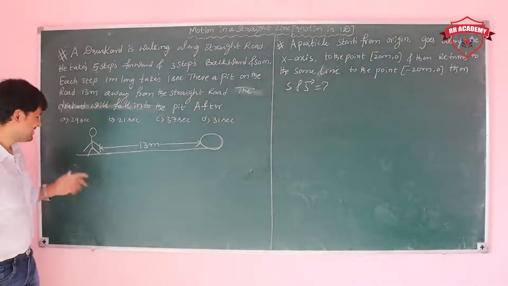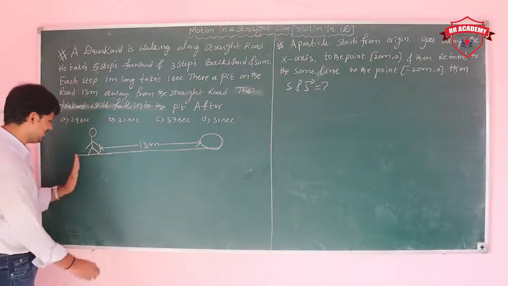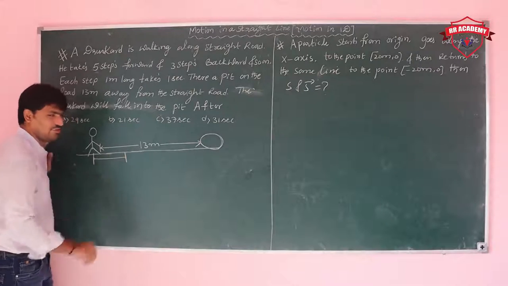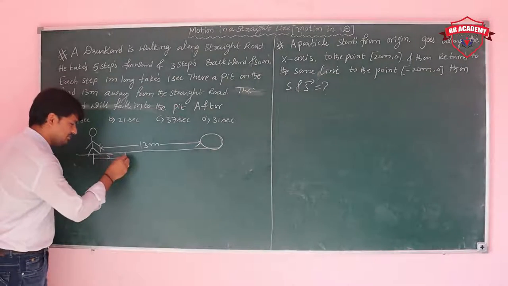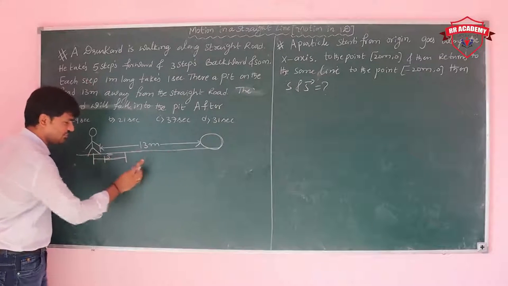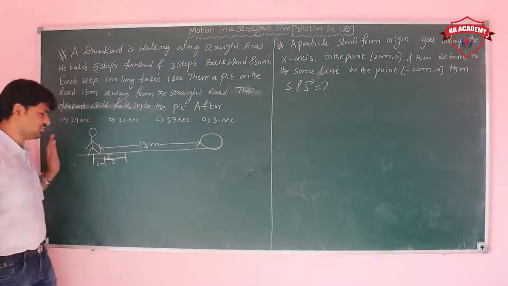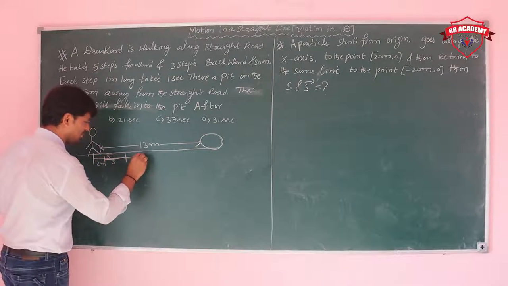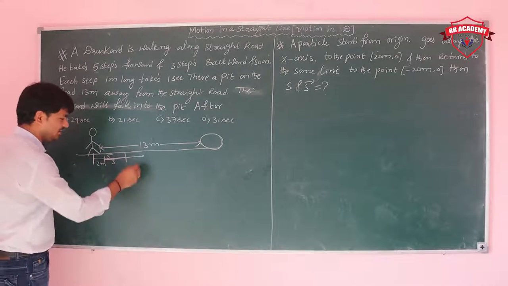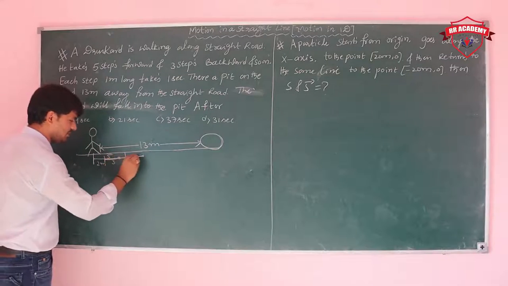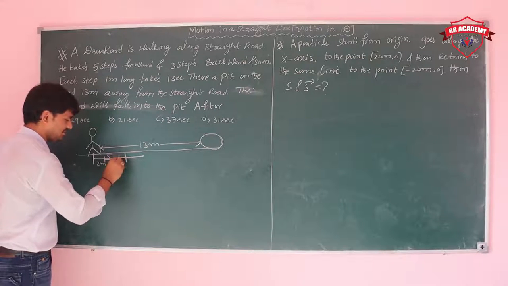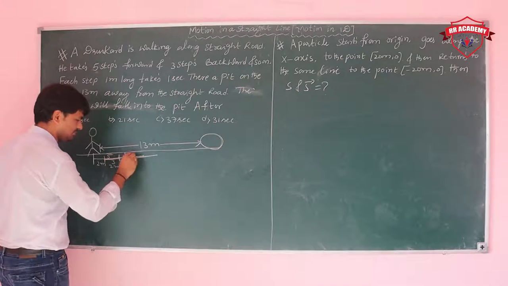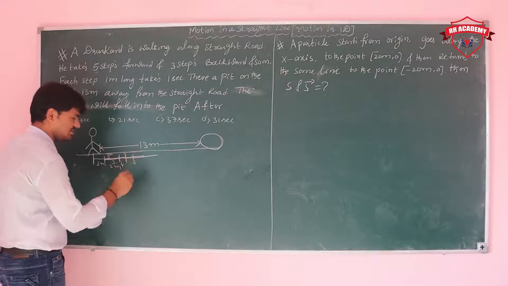Interesting question. So see here. First, he starts from here and travels the first 5 meters, then 3 meters backward. So what will the displacement be here? 2 meters. Yes or no? Yes. And again he is moving 5 meters forward and 3 meters backward, displacement again 2 meters up to here. Again 5 meters forward, 3 meters backward. Up to here it will be 4, and up to here 6.